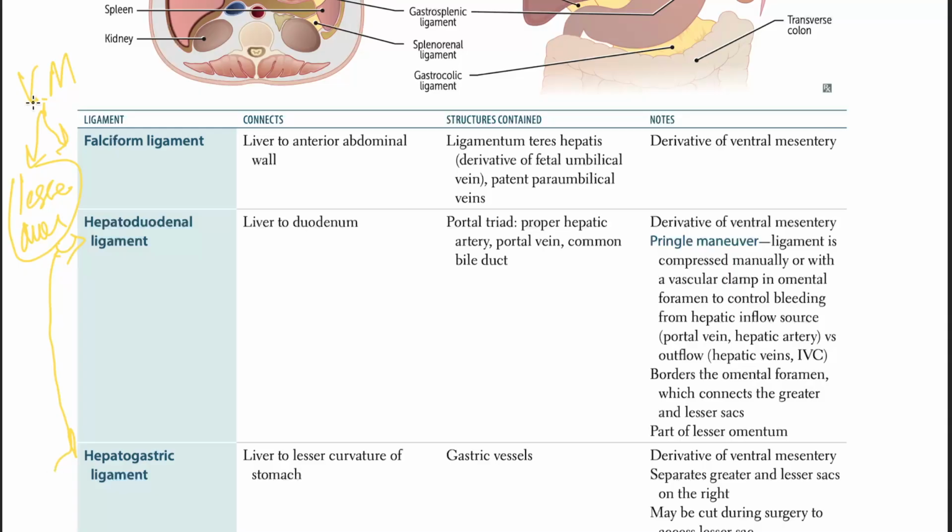So what is ventral? I said ventral always means anterior. So these are anterior mesentery. This is the mesentery attaching the organs to the anterior wall. Ventral mesentery attaching the organs to the anterior abdominal wall, in which you have the falciform ligament, and a lesser omentum, which has two ligaments in there, hepatoduodenal and hepatogastric ligament.